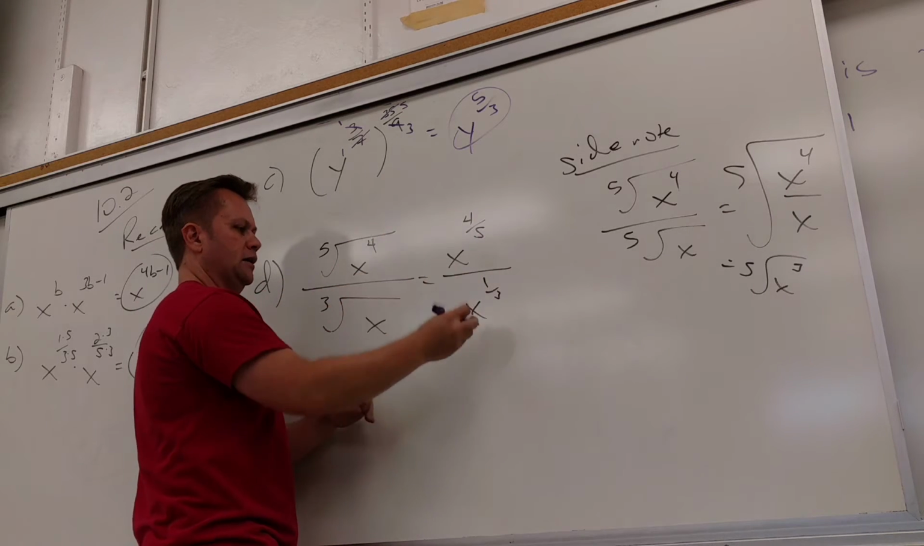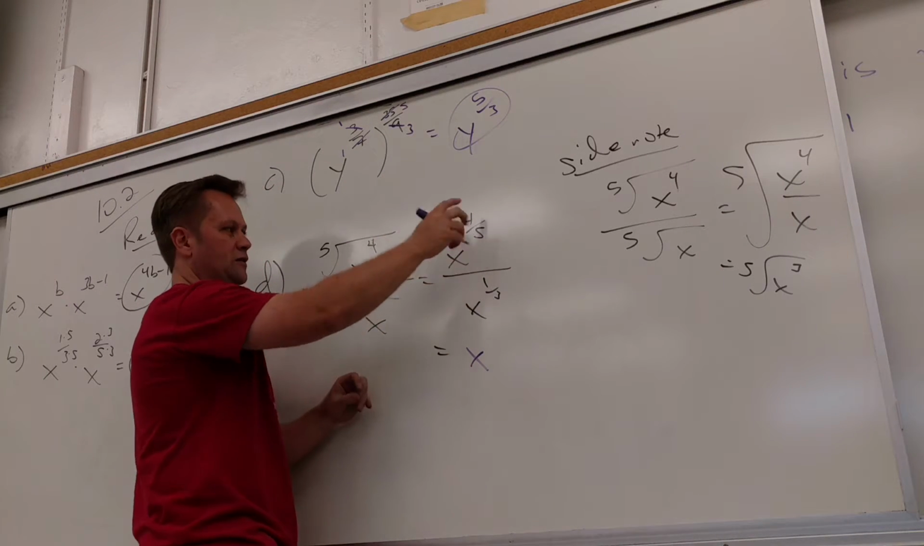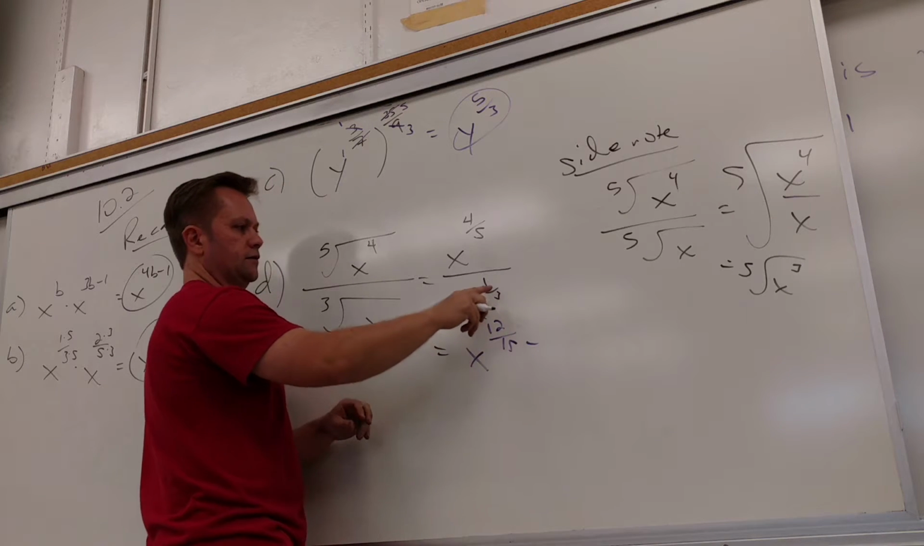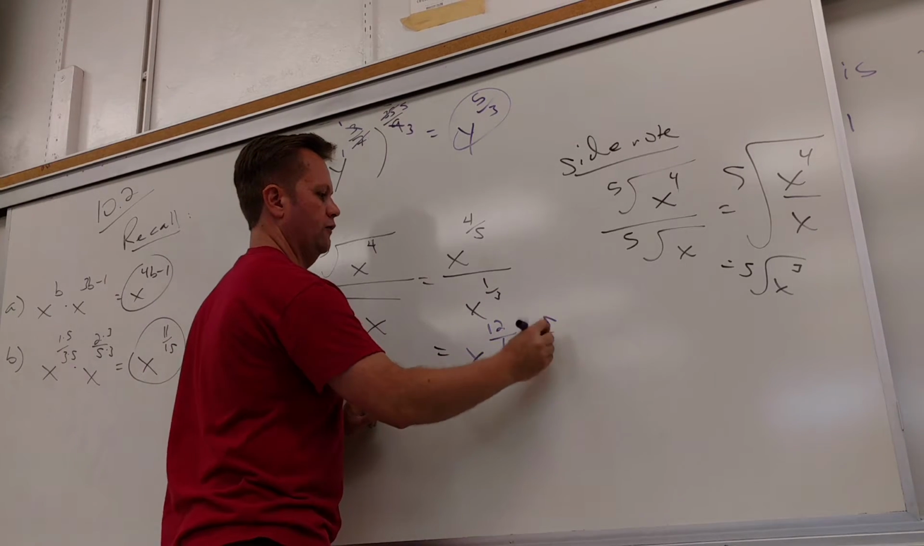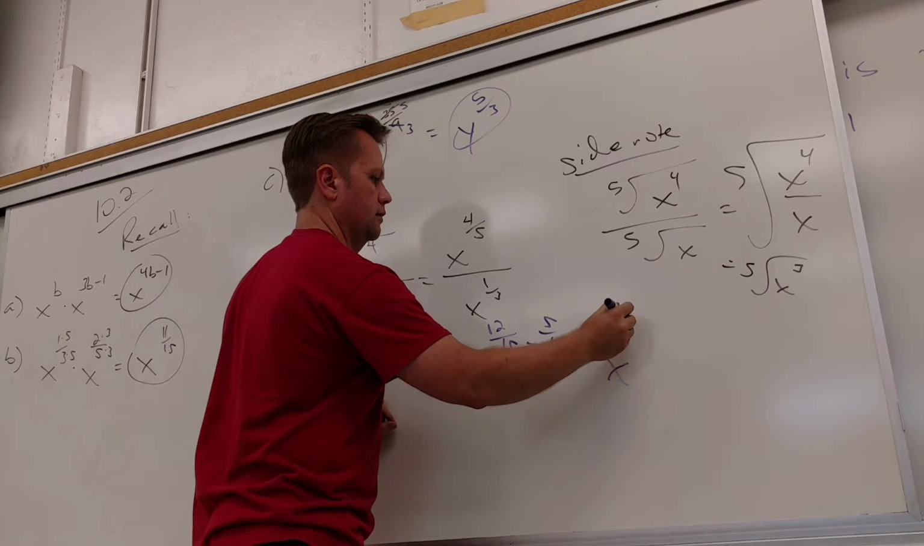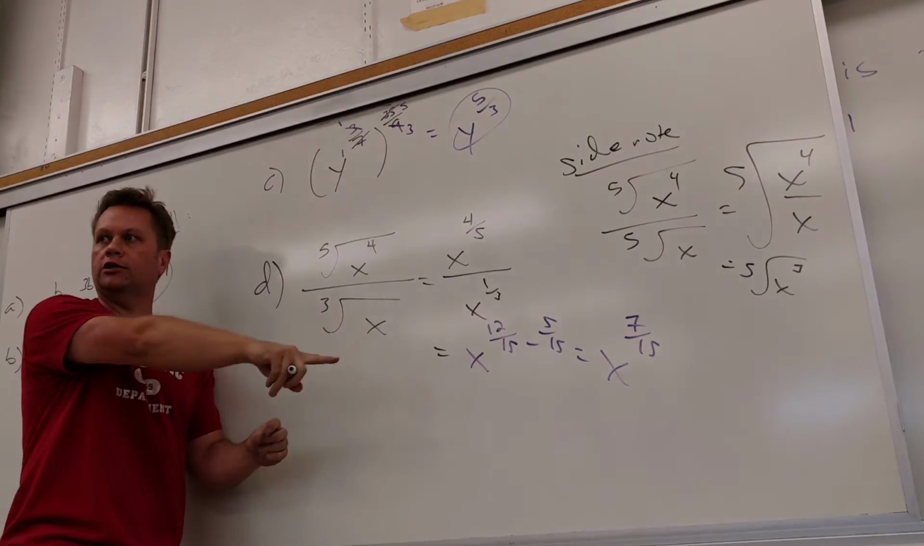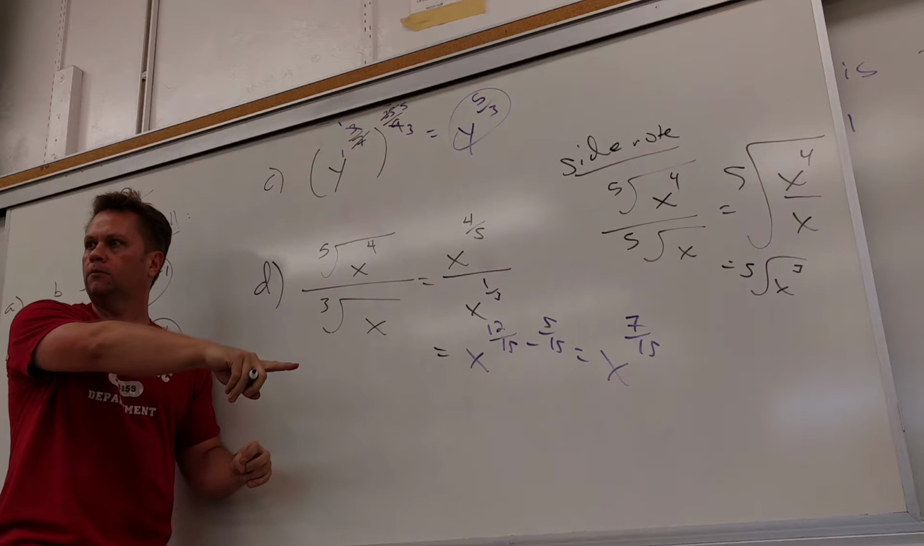I mean, the LCD? 15 again, so now I multiply by. So it would be 12 fifteenths minus 5 fifteenths, x to the 7 fifteenths. Everything started off as radicals, so your answer should end up as a radical.